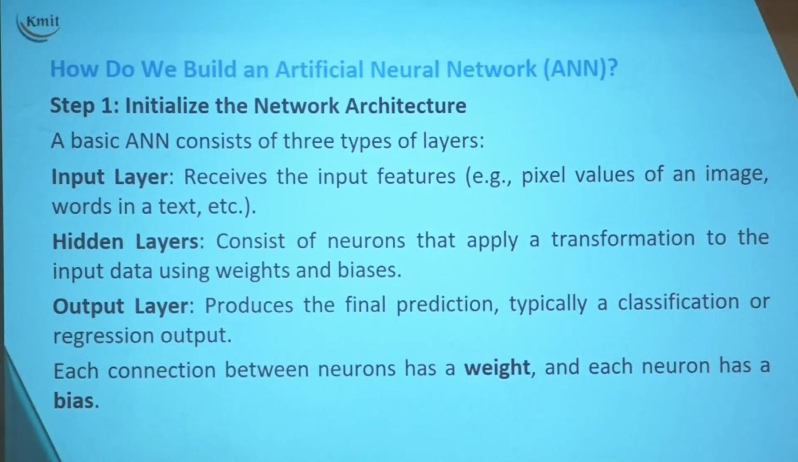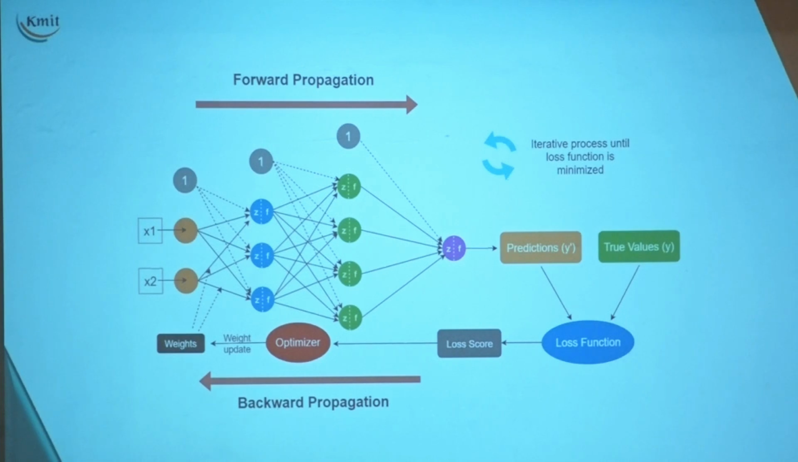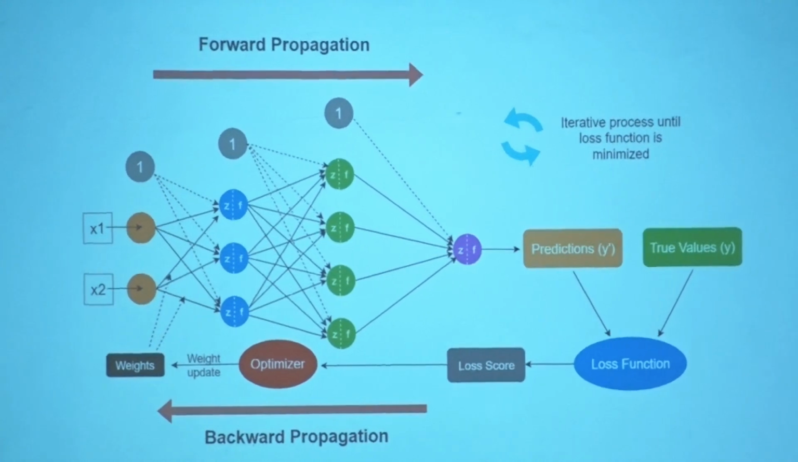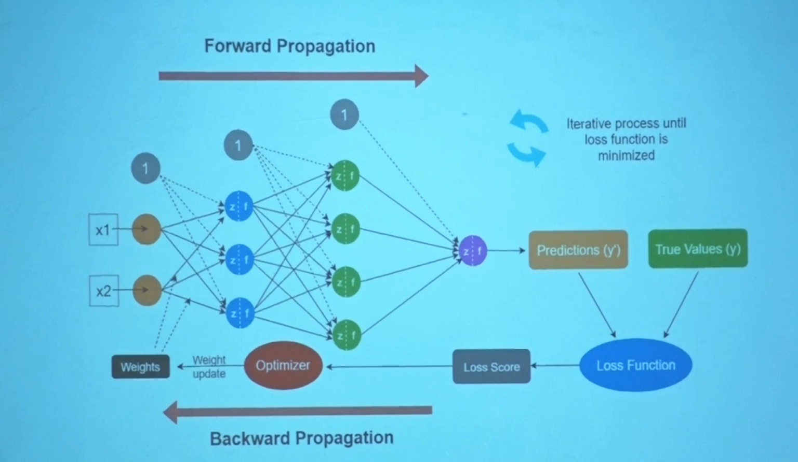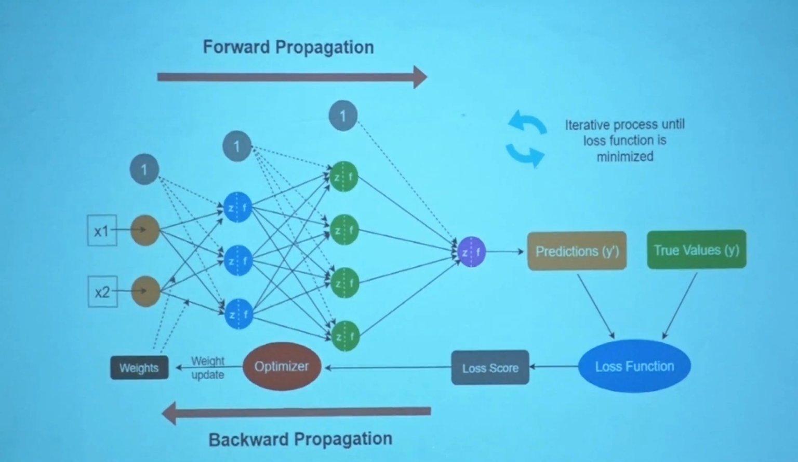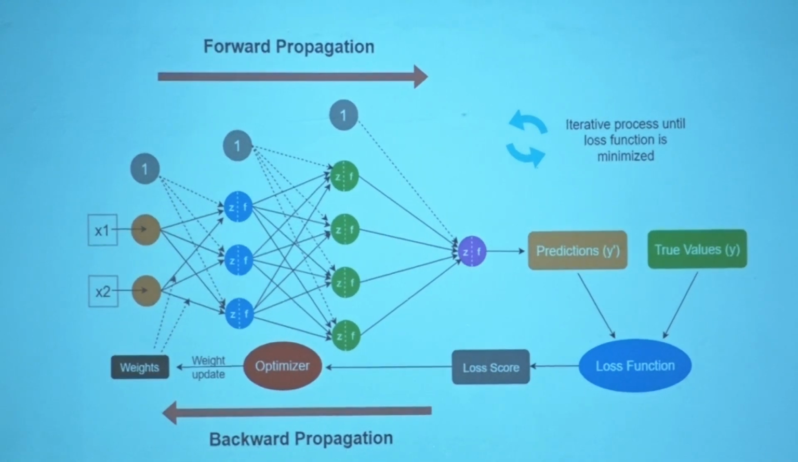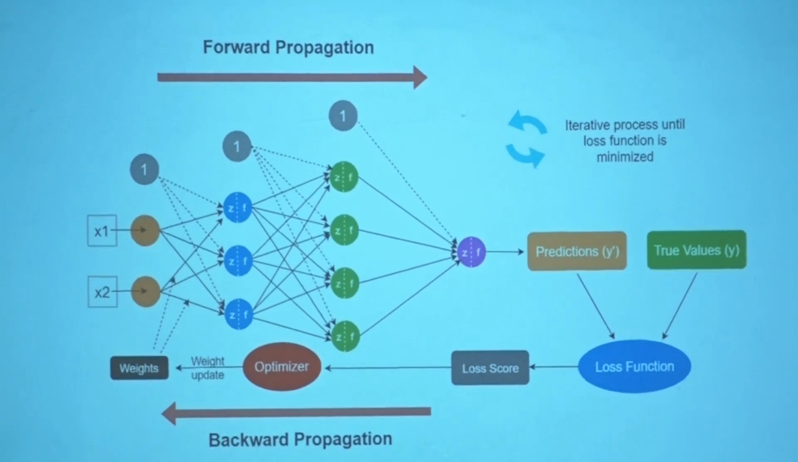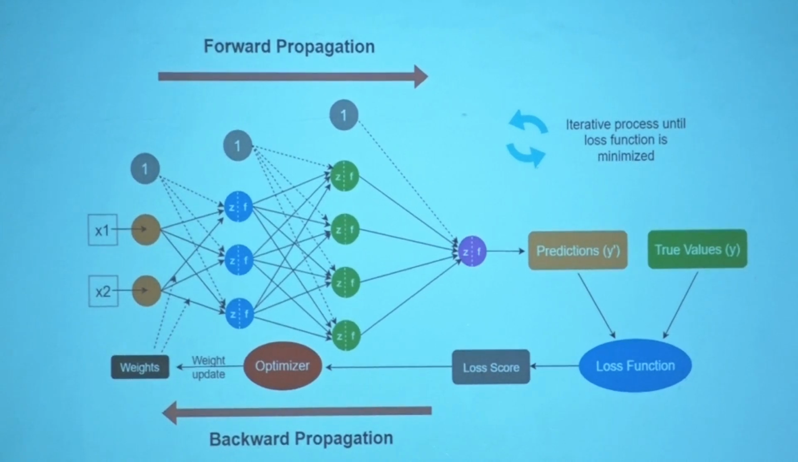Let me recap. This is my network. How many input layers are there? I'm not asking you about neurons, I'm asking how many input layers. Only one. How many neurons in the input layer? Two, because I want to design an XOR gate which has A, B as inputs, or X1, X2 as inputs. So only one input layer with two neurons.